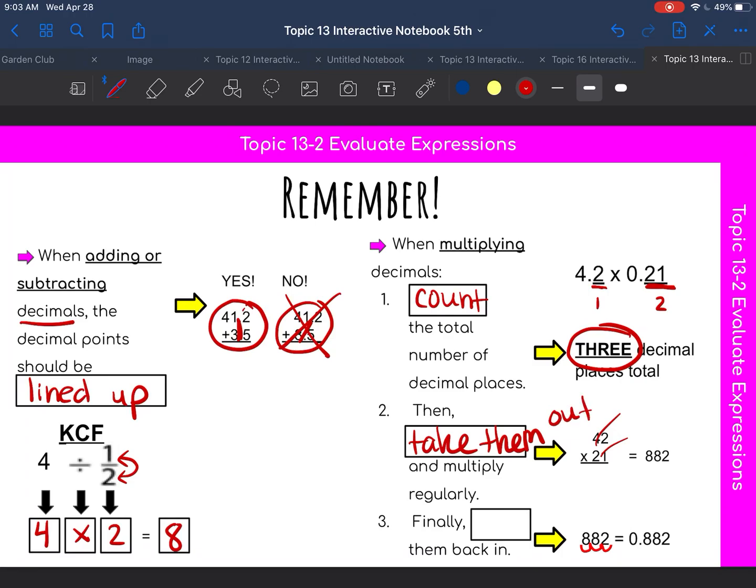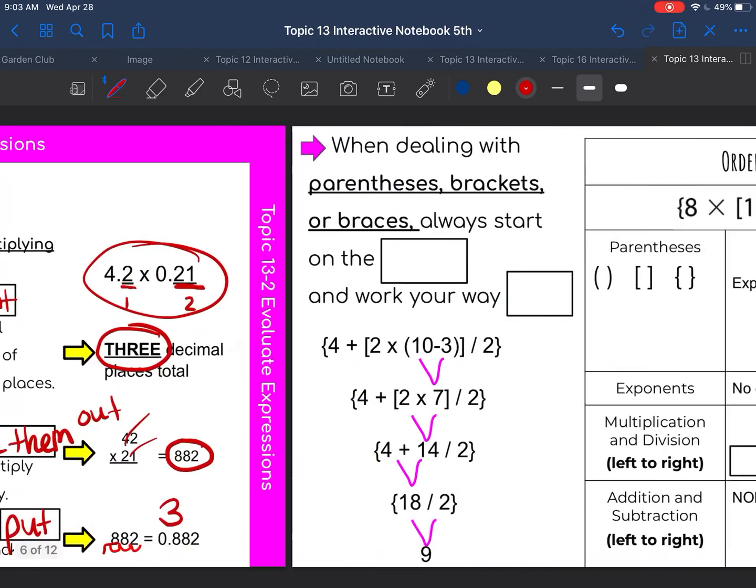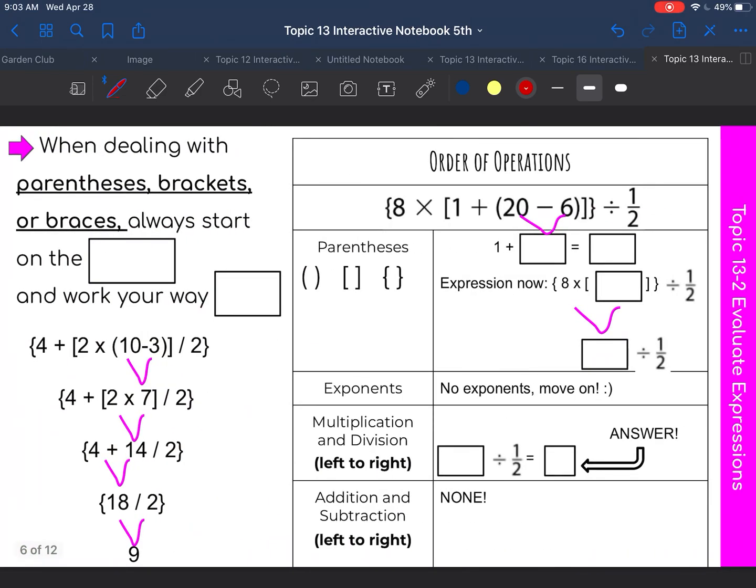And multiply just like you normally would. 42 times 21 is 882. Then finally, we want to make sure 882 has 3 decimal places. So we put the decimal places back in. All right, so you need to make sure your final answer has the same amount of decimal places as our original problem. So let's talk more about order of operations, okay?